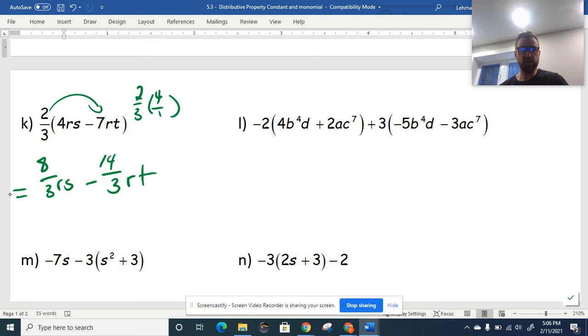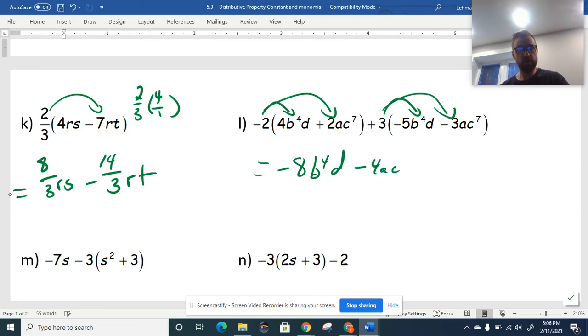This one would be the exact same as well. Multiplying each term. So negative 8b^4d minus 4ac^7 minus 15b^4d negative 9ac^7.